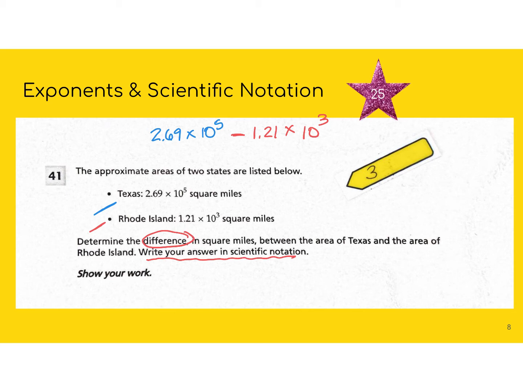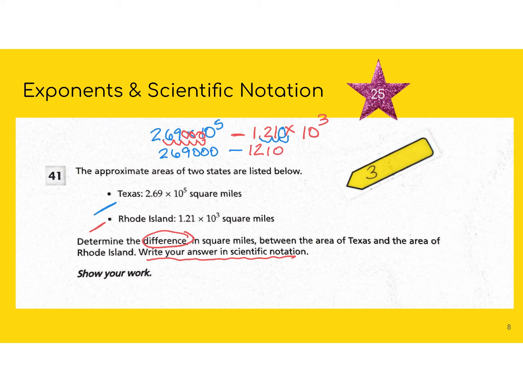So 2.69 times 10 to the fifth would turn into, moving your decimal, 1, 2, 3, 4, 5. So you'll fill that in with 3 zeros. So you have your 269,000 minus. Now the reason we're doing this is because your exponents do need to be the same. So you either need to change them to be the same or you need to change them to regular numbers and then pop them back. So the second one would be 1, 2, 3. You'll pop in 1 0 and you'll have 1,210.